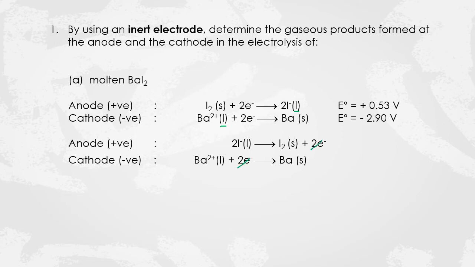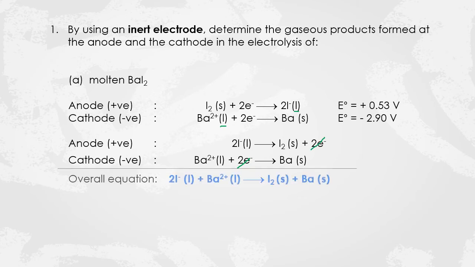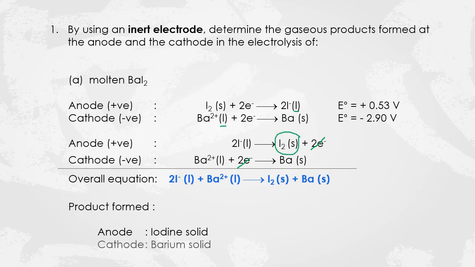Simply cancel out the electrons and you will get the overall equation of 2I- liquid plus Ba2+ liquid to give I2 solid and also Ba solid. And then you need to mention the products formed by looking at the half-cell equations. As for the anode, we're going to have iodine solid, and as for the cathode, we're going to have barium solid.